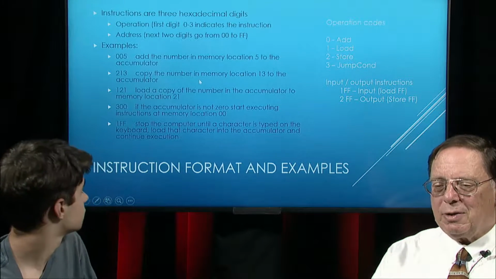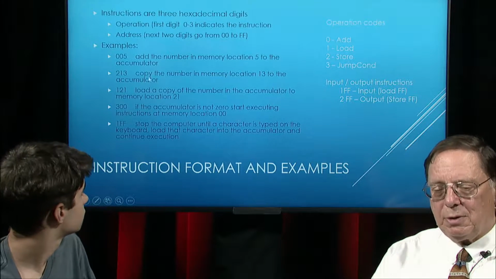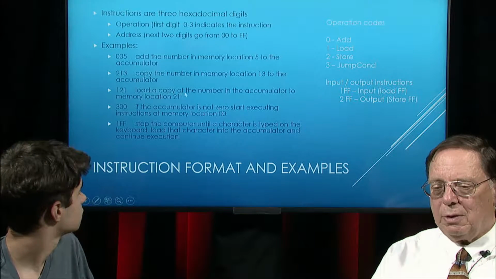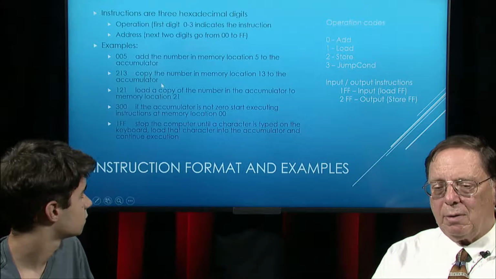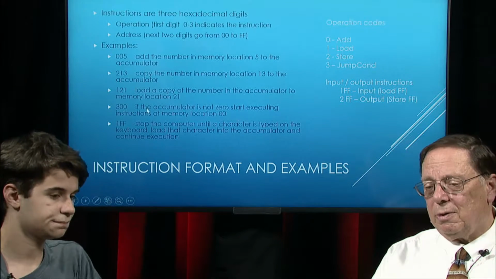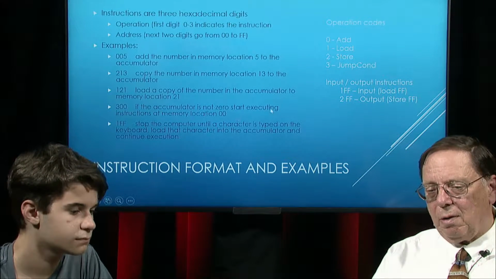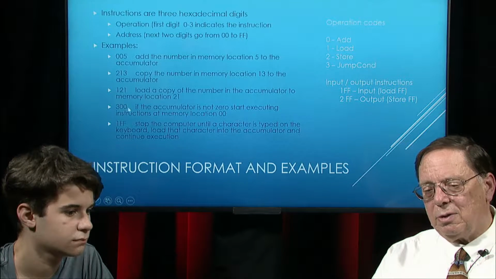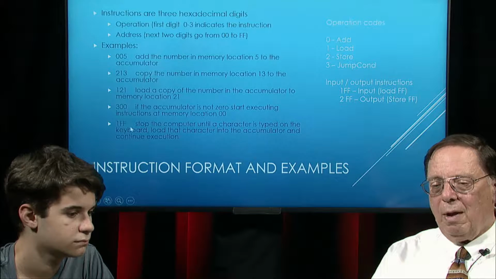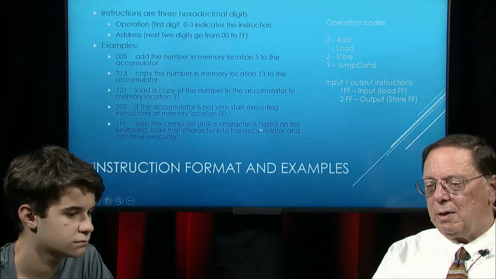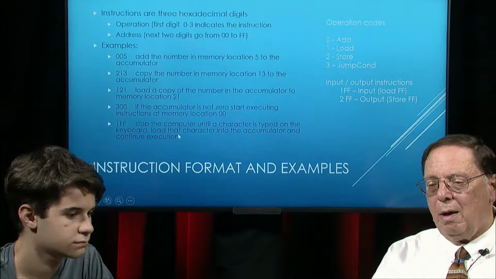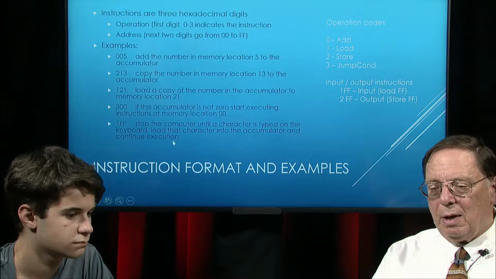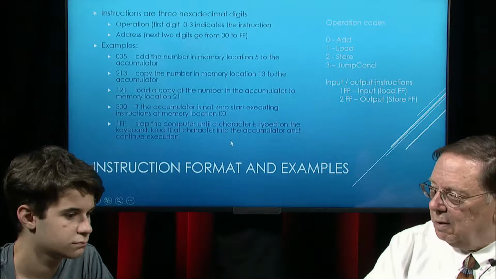So I think this one actually grabs a number that's in a memory location, puts it in the accumulator. This takes what's in the accumulator and puts it in a memory location. 300 would say if the accumulator is not 0, start executing the next instruction at memory location 00. 1FF says stop the computer until a character is typed on the keyboard, load that character into the accumulator, and then continue executing.